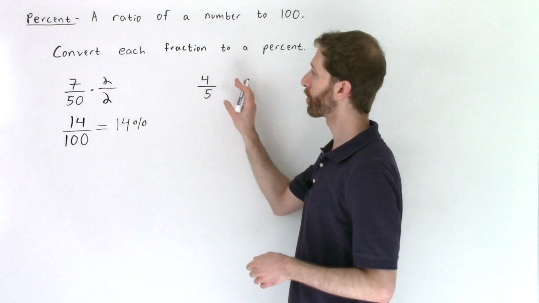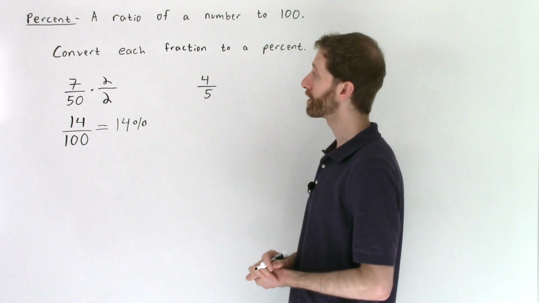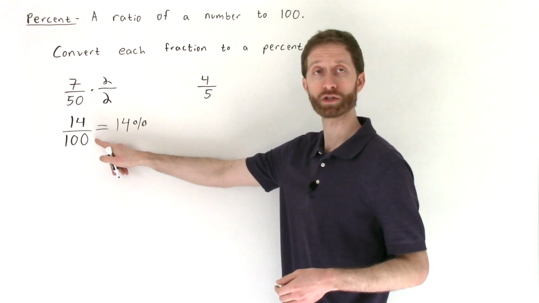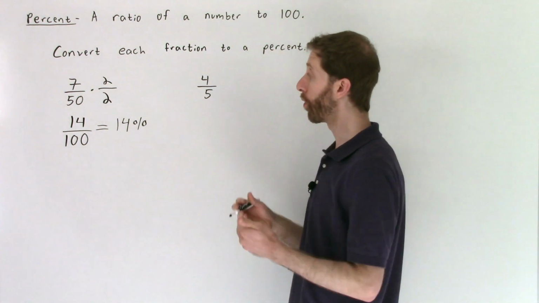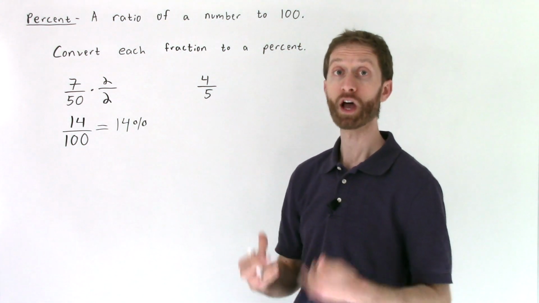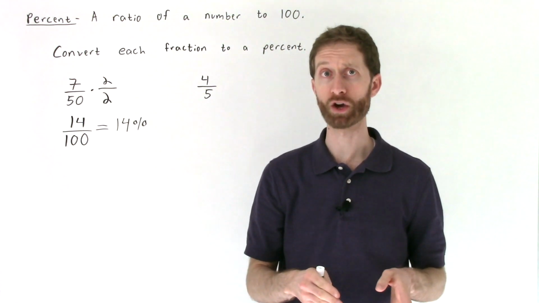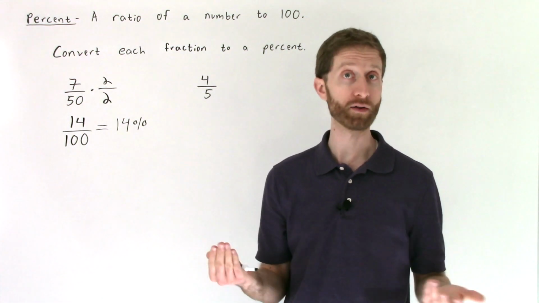So I'm going to go over a second method now with 4/5. That method could also be used, the one that we just used, to get it to be out of 100, or we can set up a proportion. The reason why a proportion works is our goal is to have this ratio be equal to a ratio per 100, or out of 100.